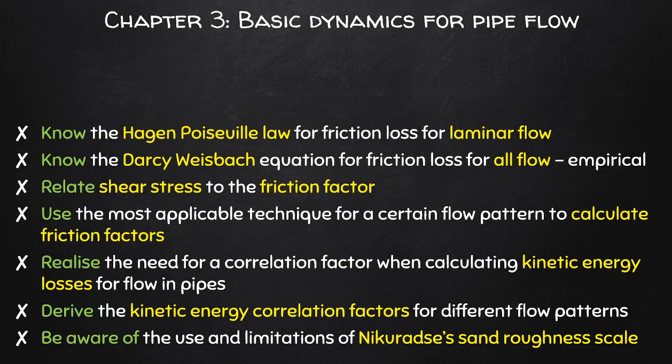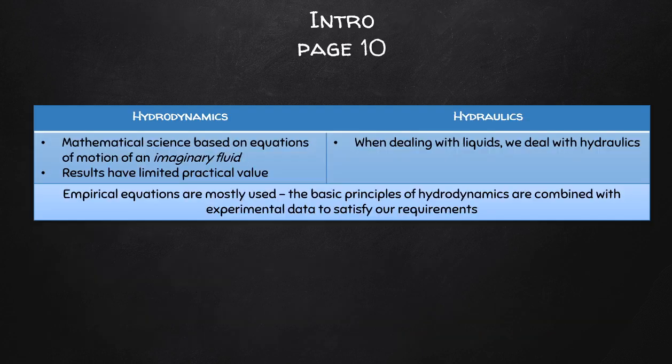We should also be aware of the correction factor that is associated with calculating the kinetic energy losses through pipelines, but we will also look at this in further detail in chapter 4. Also understand how we came to express surface roughness based on the work by Nikuradse, who used sand grains in order to calculate a roughness scale.